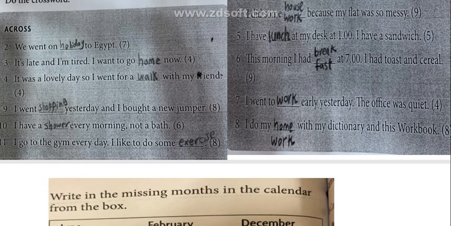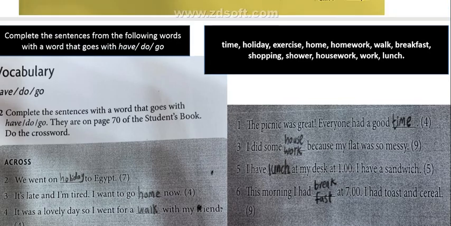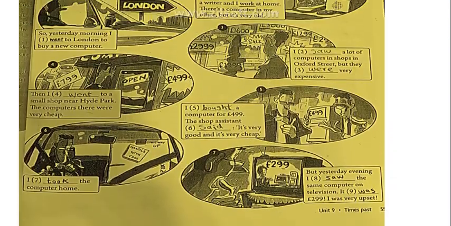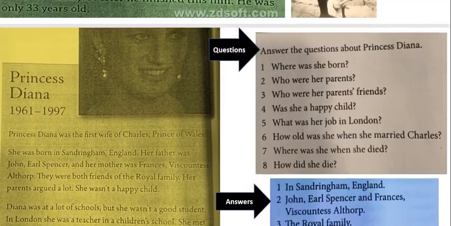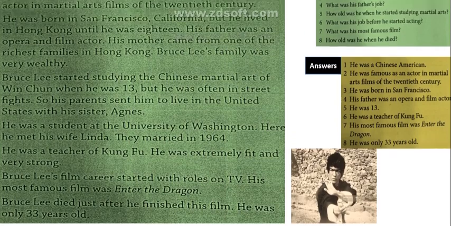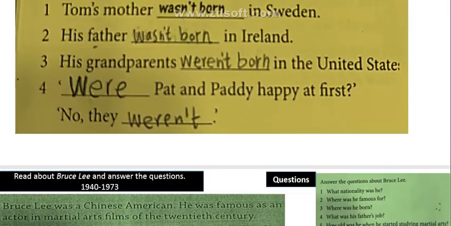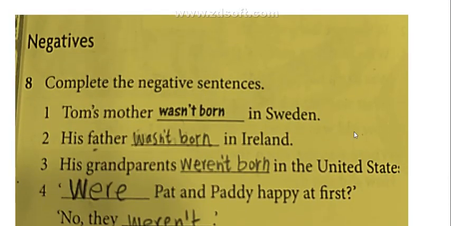Now we have the negative form. We should put were and was in the negative form. As we know, the negative form of was is wasn't, while the negative form of were is weren't.